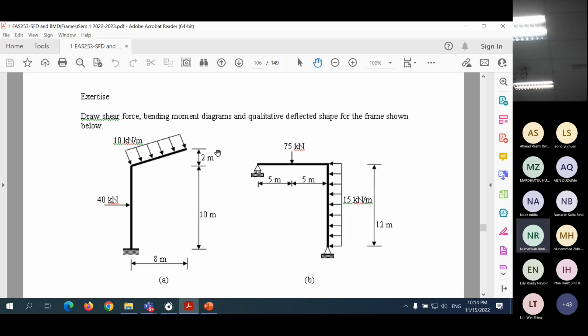So class, try to get this. I will give you the final answer for that. Try to compare your answer. But this is 90 degrees. Okay, this load is acting at 90 degrees to the member here.